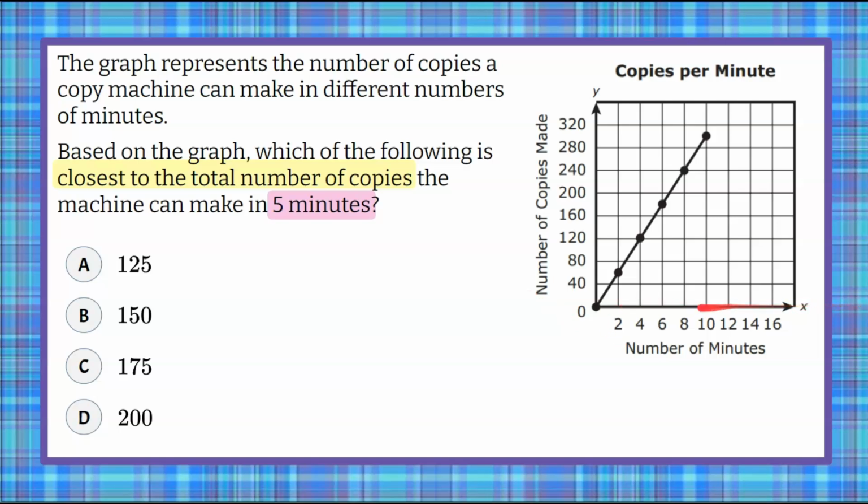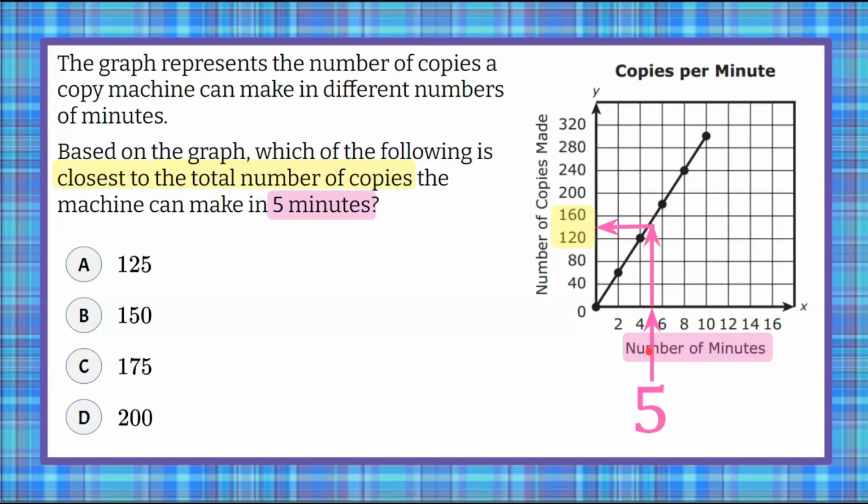Our x-axis represents the minutes. We see that right here, number of minutes. And we want to know number of minutes. We have 5. So we're going to identify 5 on our graph. It falls between 4 and 6. Now we're going to take that location on the x-axis and we're going to travel up to our graphed line. And then from this, we're going to head straight over to the number of copies made, our value y.